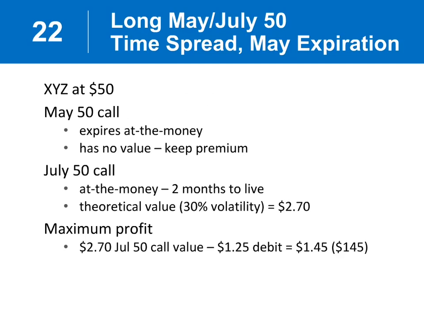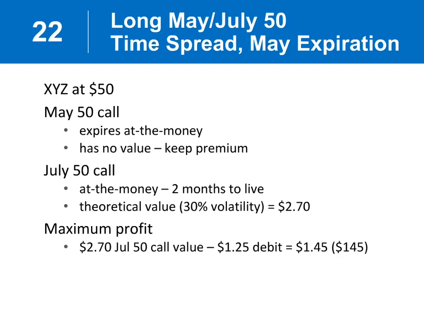Now, a couple of different things we can do here. Potentially we can just close the spread. We could buy back the May 50, sell the July 50, and hopefully have made a profit with that. We could let the May 50 call expire and just stay long the July 50. Maybe our opinion has turned more bullish on the underlying, and so we just want to stay long the July 50.